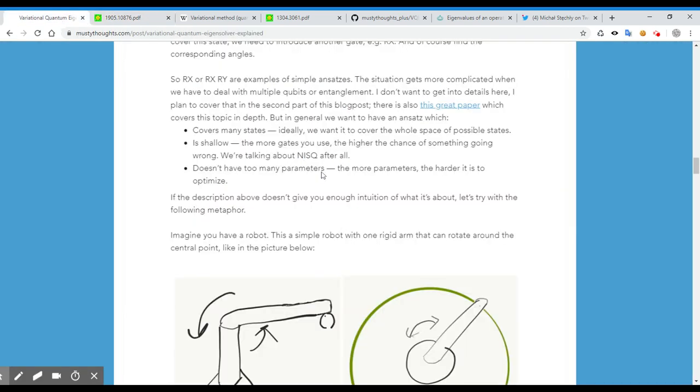A good ansatz covers many states. Ideally, we want it to cover the whole space of possible states. It is shallow, because the more states you use, the higher the chance of something going wrong. So we're talking about NISQ after all. Yeah, so you have to have fewer gates, and it doesn't have too many parameters. The more parameters, the harder it is to optimize.